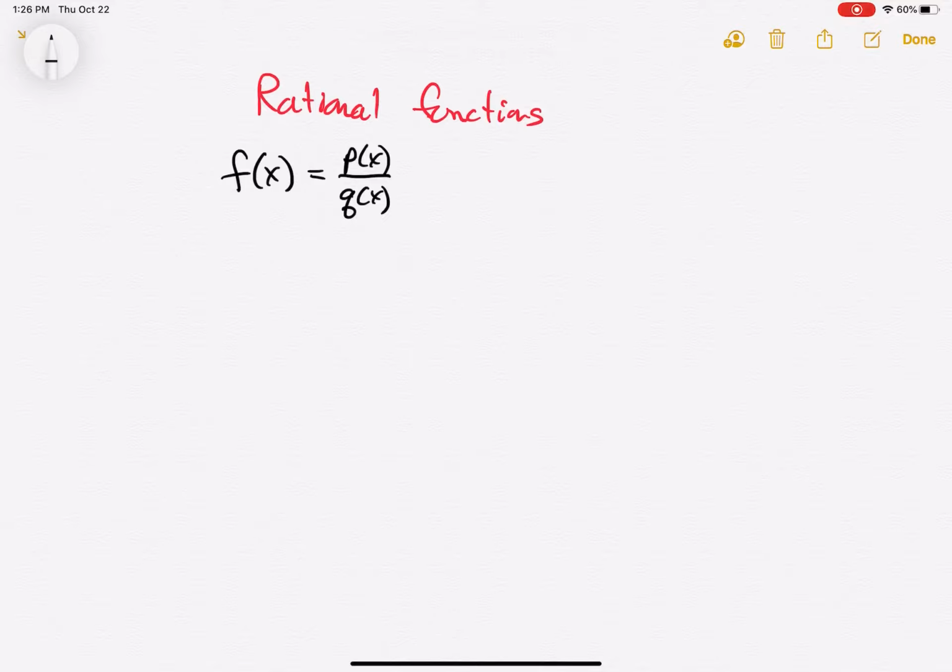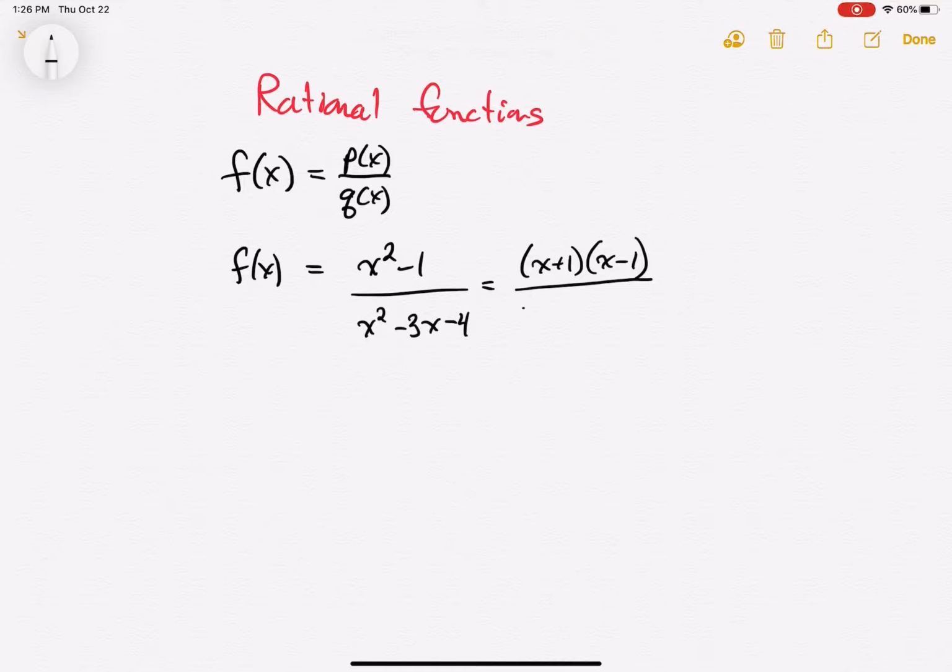I'm going to use this example here. I have x squared minus 1 over x squared minus 3x minus 4. The first thing you want to do is factor these. The top factors into x plus 1 and x minus 1. The bottom factors into x plus 1 and x minus 4.